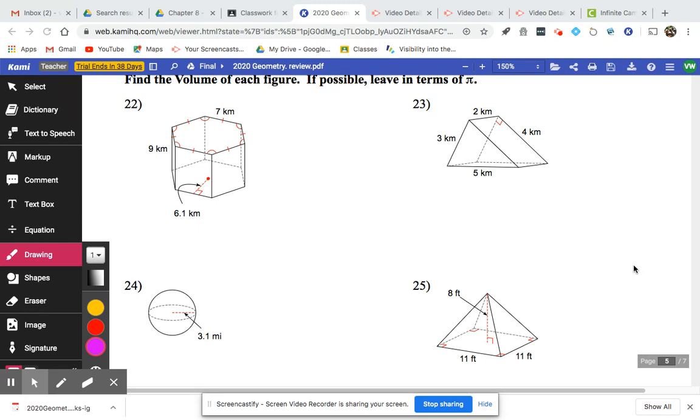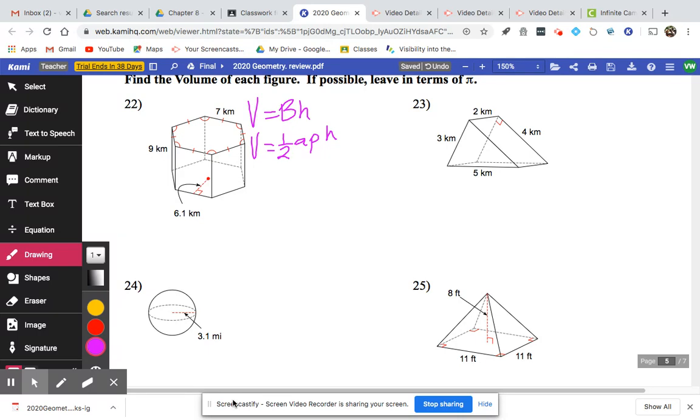We want to find the volume of each figure, and if possible, we want to leave our answer in terms of pi. So here, I've got a hexagonal prism. Here's the volume formula: capital B times H. Remember, capital B represents the area of the base. Here it's a regular hexagon, so I have to use 1/2 times apothem times perimeter. So A, P, H. If you want to think about it like that, you've got to find each piece.